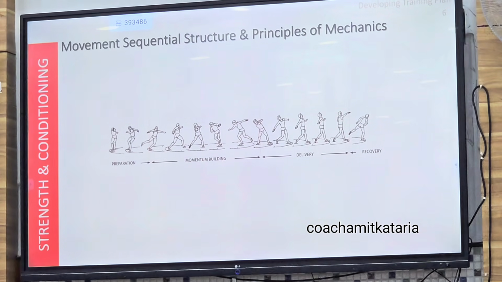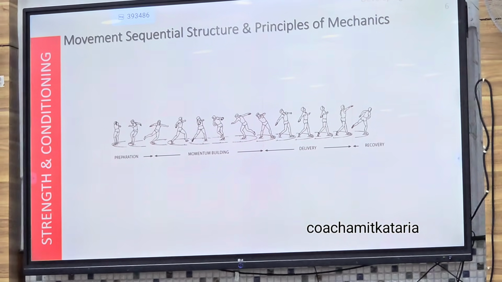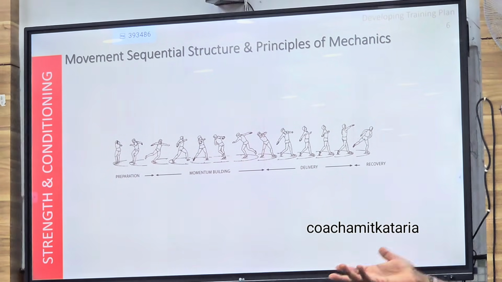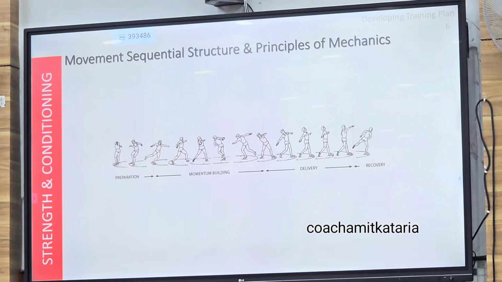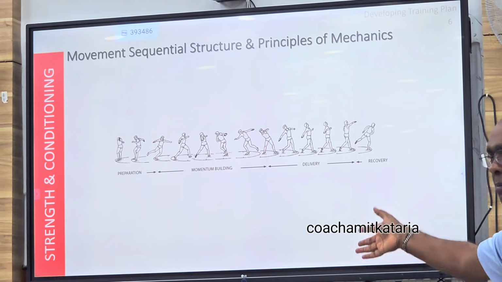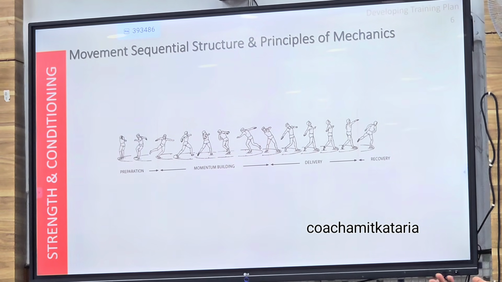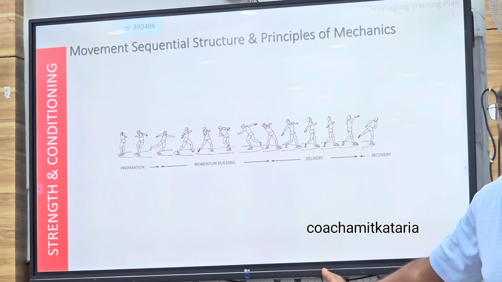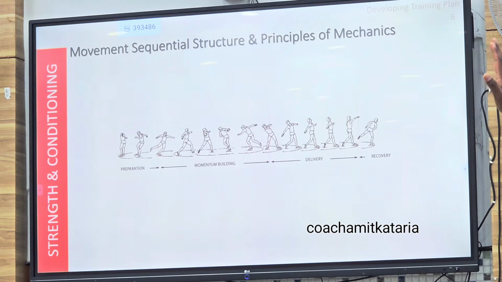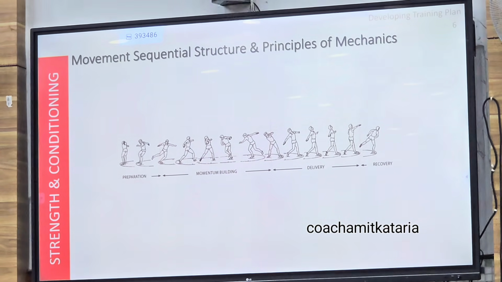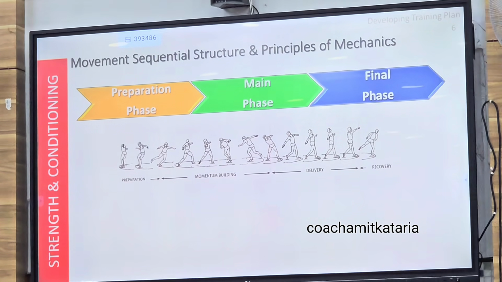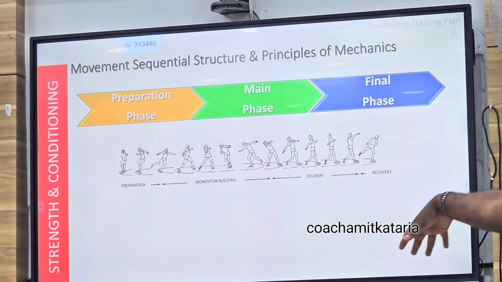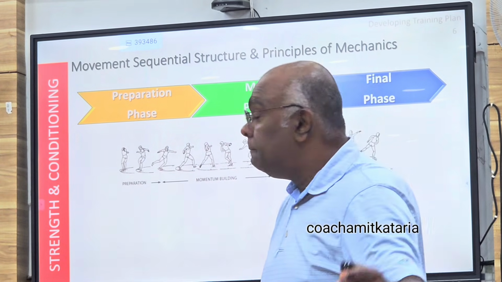So we talk about phases now to understand. I'm trying to make a little bit of what I call principles of movement. If you take the discus throw, you have preparation, momentum building, delivery, and recovery. Those are the phases you go through, from the moment the athlete starts to the moment he finishes. This is what we call the preparation phase, the main phase, and the final phase. They're broken up into different parts.